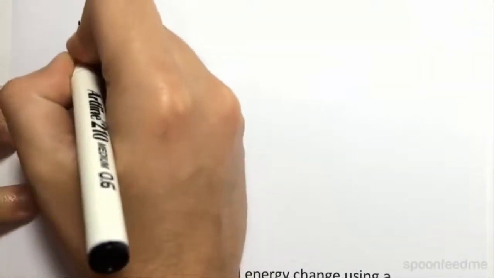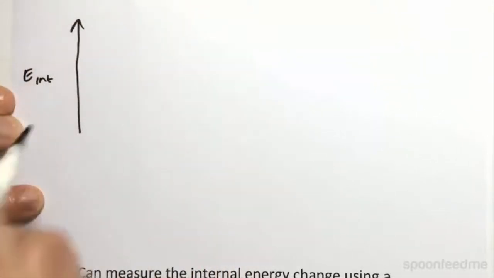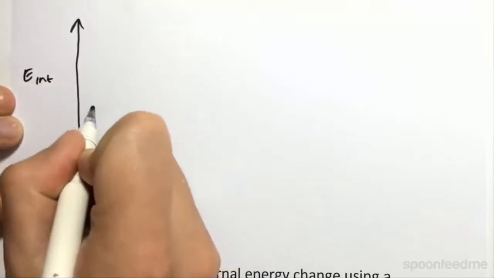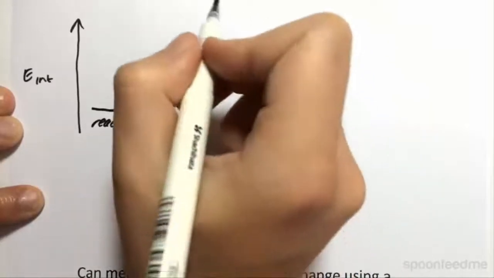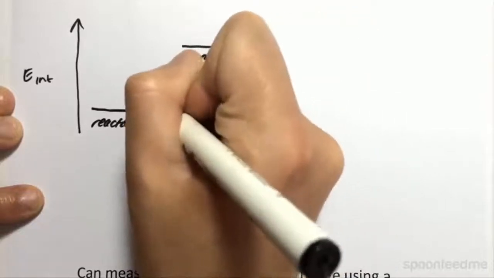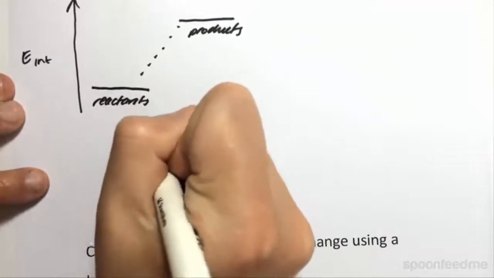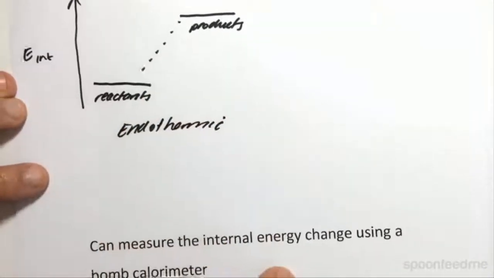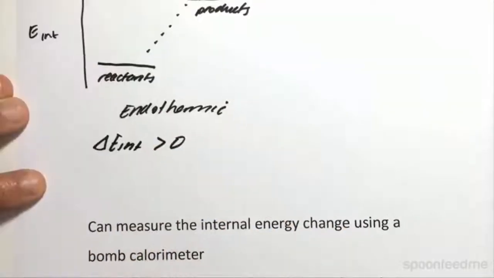So if I was to draw an energy diagram for an endothermic reaction, if this is energy, the internal energy of the molecules, we have the reactants here, and we have the product here. As you can see, there's been an increase in the energy. This is endothermic, and this tells us that the change in internal energy is greater than zero, so it's a positive change in internal energy.